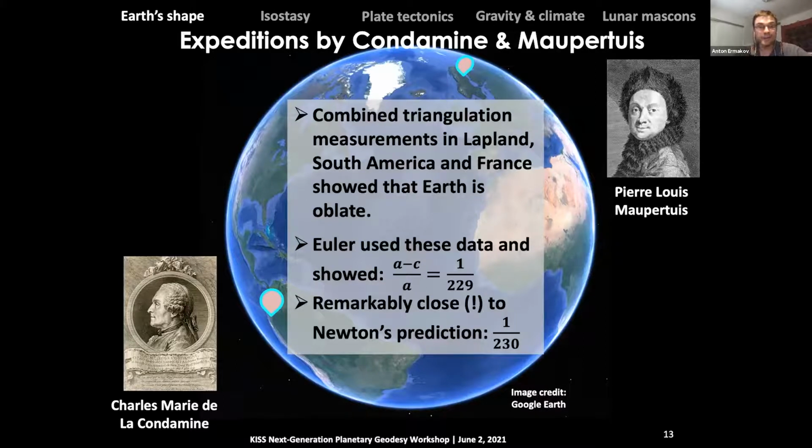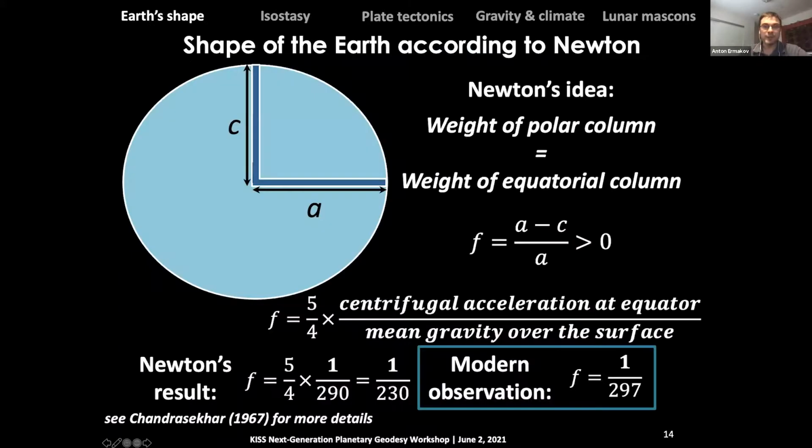And Euler was able to use this data and actually computed the value of oblateness of 1/229, which was remarkably close to Newton's prediction. So Newton was right. Well, he was kind of right. The modern value is actually 1/297. And Newton's prediction was 1/230.